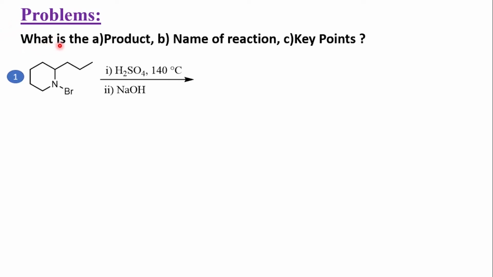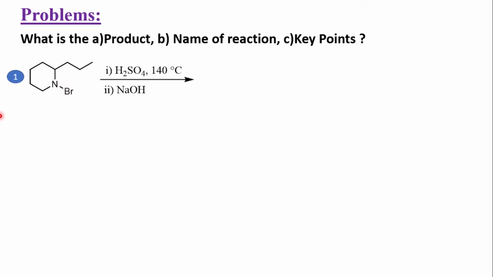So the next one is problems. In these problems, we have to identify the product, the name of the reaction, the key points, and the strategy we have applied. So here in the strategy, the source of radical is given and a weak bond is also there, and there is no radical initiator. So in the presence of heat and light, this weak bond will cleave homolytically. This is the strategy.